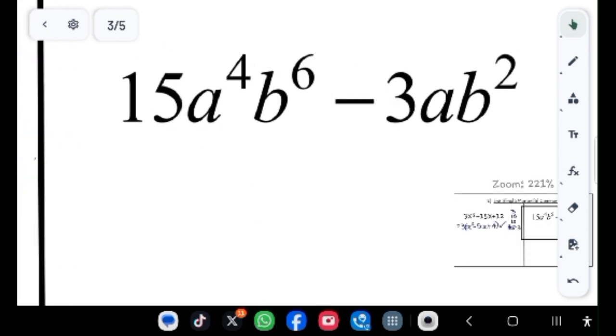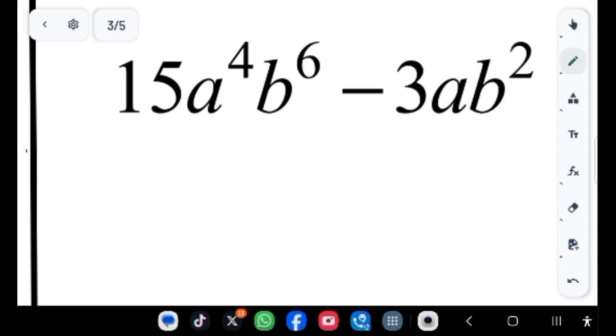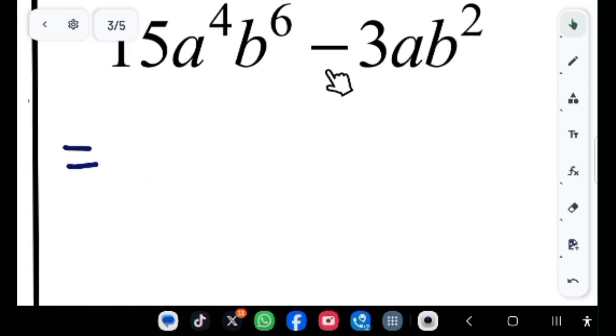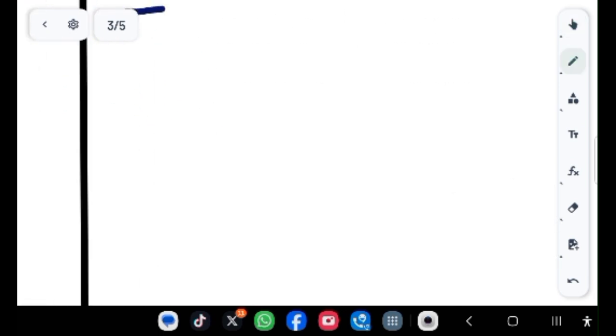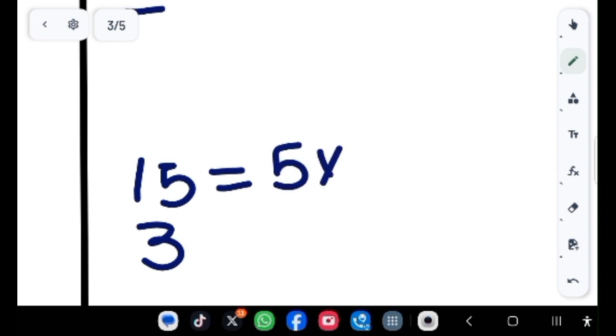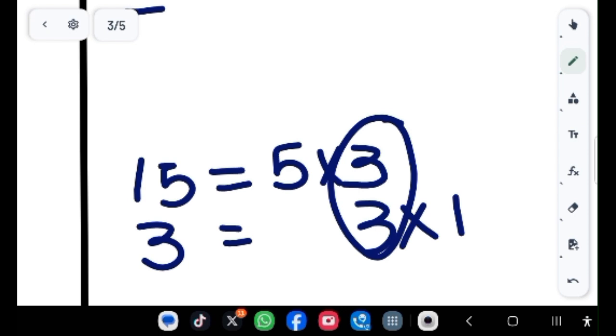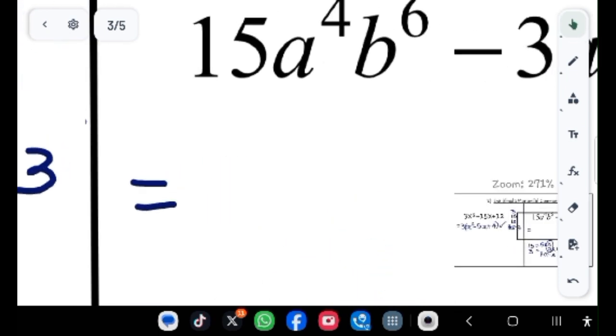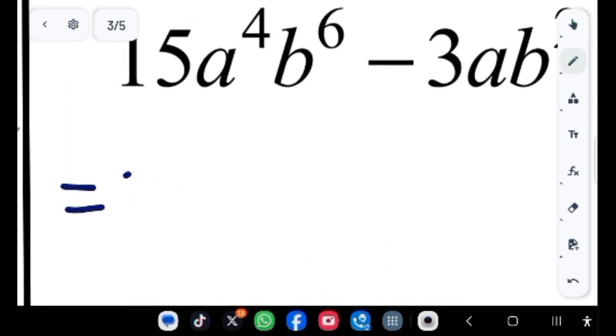All right, next let's look at this one example. Remember, first of all, we must get the highest common factor of the numbers. So we've got 15 and 3. 15 can be written as 5 times 3, and then 3 can be written as simply 3 times 1. The common factor is 3. So the HCF here is 3. Highest common factor is 3 of the numbers. That's good. We are done.